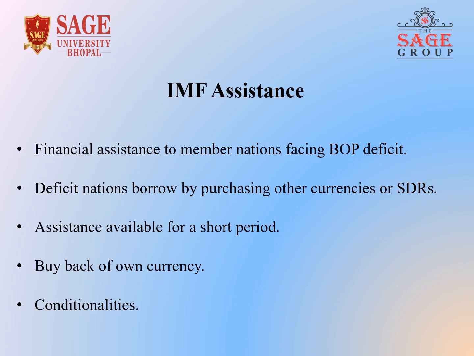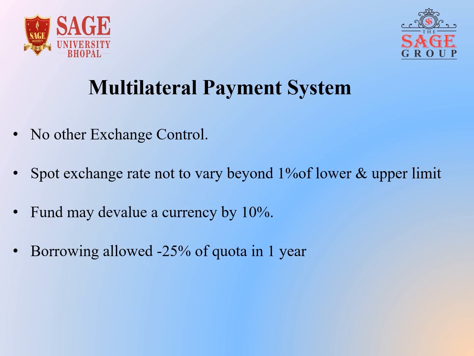The IMF gives assistance on the basis of balance of payment deficits, deficits between nations, purchasing power in other currencies, or the SDR, special drawing rights. Assistance is available for a short period of time, with buyback of its own currency, and conditionality. The multilateral payment system comes into action.